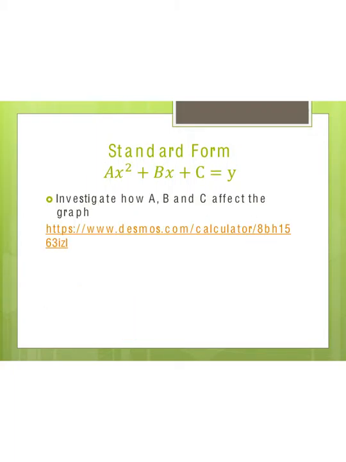If you are interested in how A, B, and C affect the graph, you can go ahead and go to Desmos, click on that, and you can use the sliders for A, B, and C to just kind of get a really good sense of what's going on. But remember, C is always going to be your y-intercept, and A is always going to tell you whether it heads up or down.